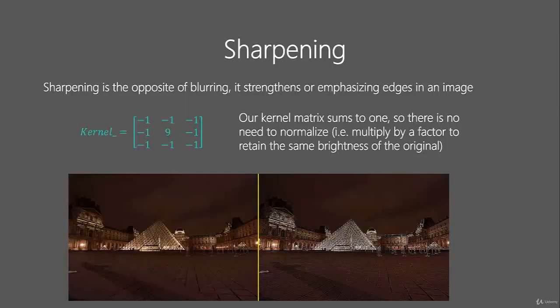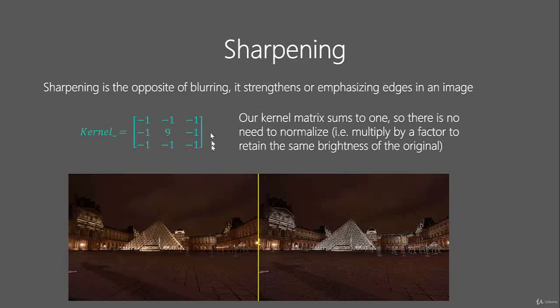So let's quickly discuss sharpening. Sharpening, as you imagine, is the opposite of blurring, and it strengthens and emphasizes the edges in an image. As you can see in this example of sharpening here, the edges here are normal, what you would see with your own eyes. However, in this image, all the edges here are much more pronounced: vertical, horizontal, edges along the rooftops, everywhere. So to implement sharpening, we have to change our kernel and use the cv2.filter2D function.